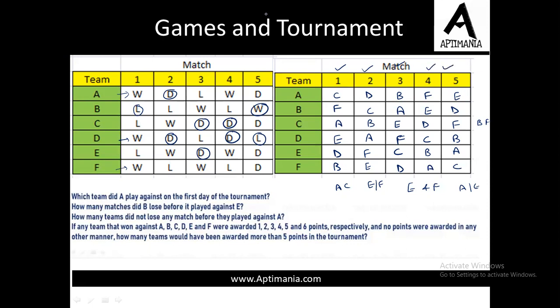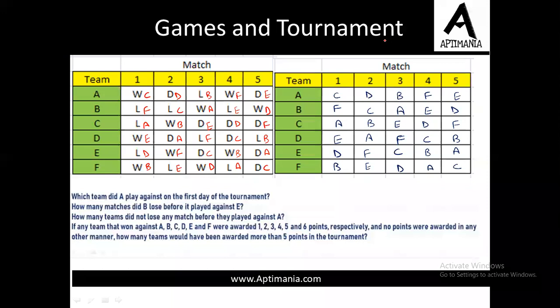Now we can easily move to the question part. First question: which team did A play against on the first day of the tournament? On the first day A played with C, so the answer is C. How many matches did B lose before it played against E? Now B played with E on day 4. So before day 4, it lost 2 of the matches. So the correct answer is 2.